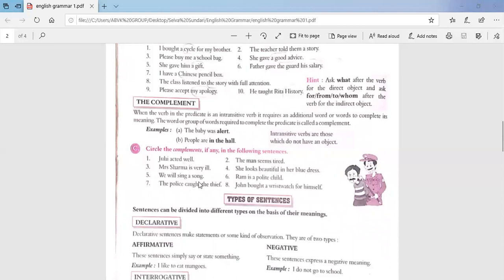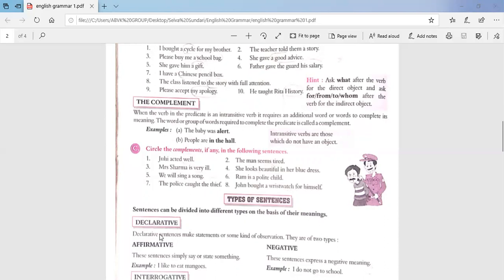We will sing a song. Here, no complement. Only the object, a song. Ram is a polite child. What type of child? A polite child. So polite is a complement. The police caught the thief. Caught what? Thief. So here, no complement. Only thief. And, John bought a wristwatch for himself. For whom did he buy? Himself. What did he buy? Wristwatch. So then, complement.